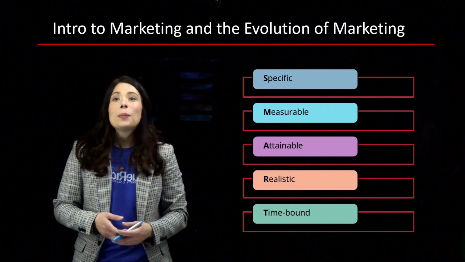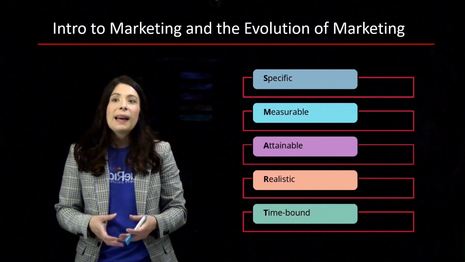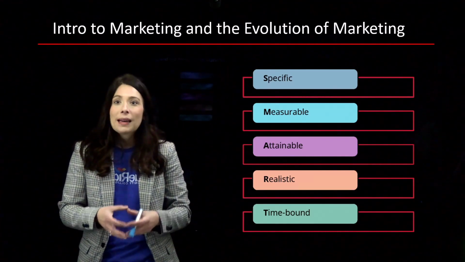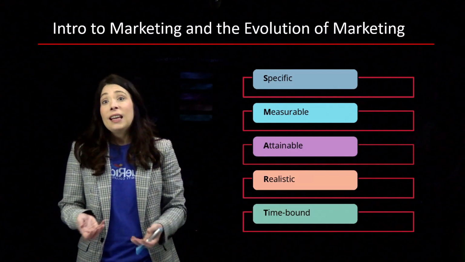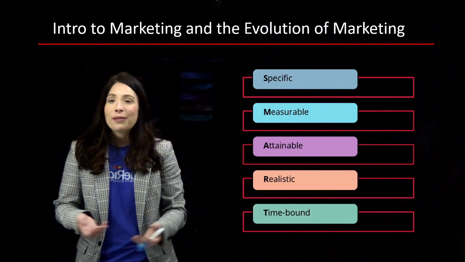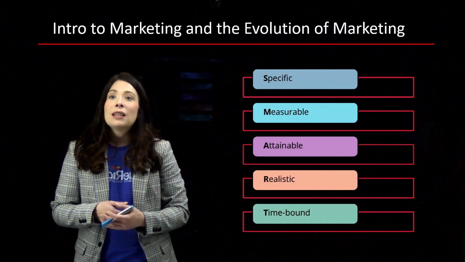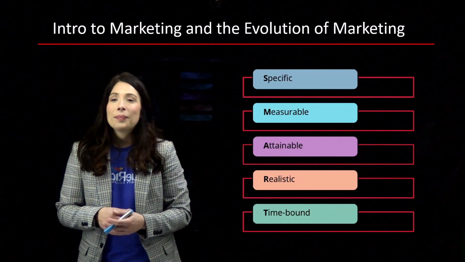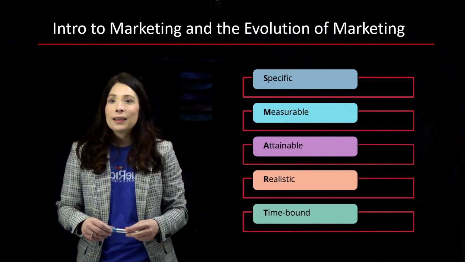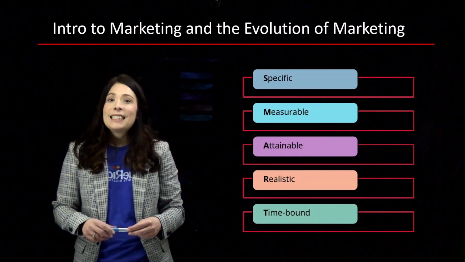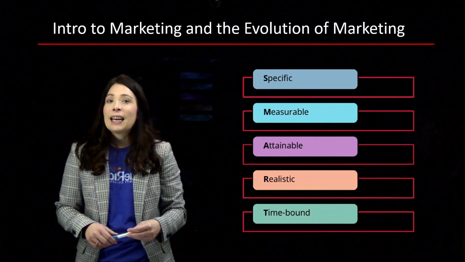So SMART goals help us to develop actually quantifiable objectives, meaning we can measure that objective and action item to know whether we met the benchmark or not. If we didn't, how do we need to reevaluate and develop a SMART goal to then move forward with that action item? So SMART goals follow the SMART goal format, meaning specific, measurable, attainable, realistic, and time-bound.